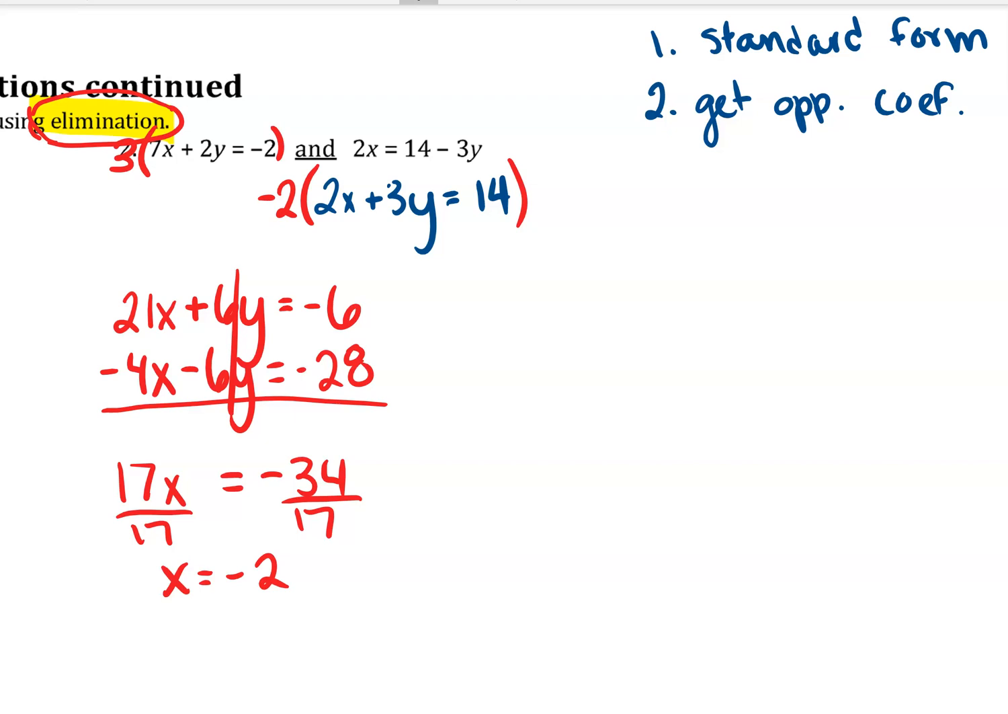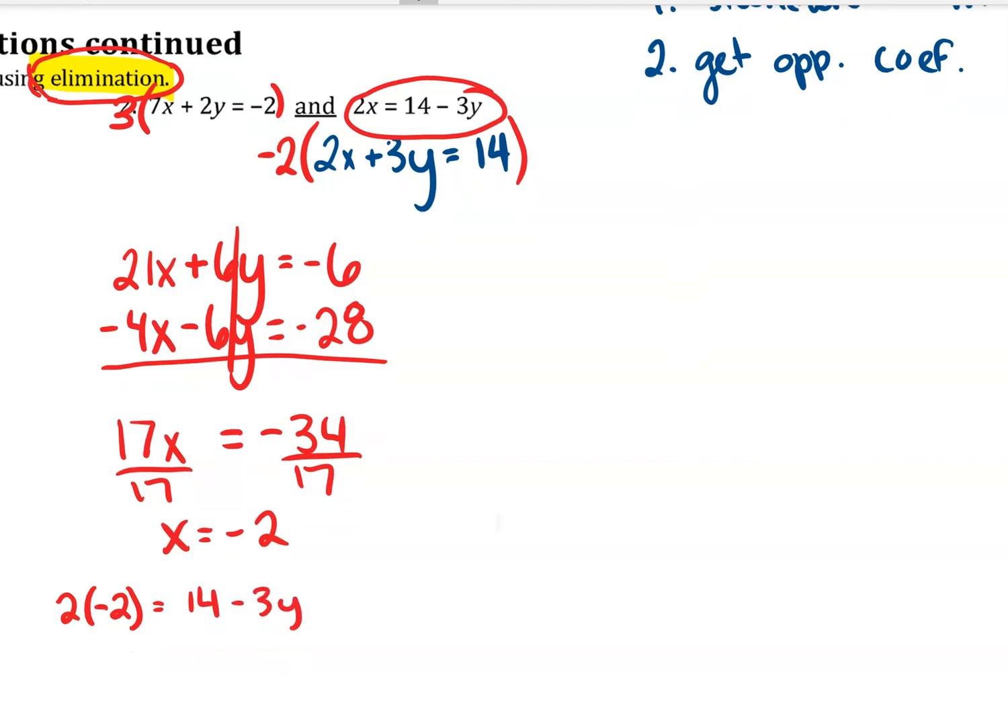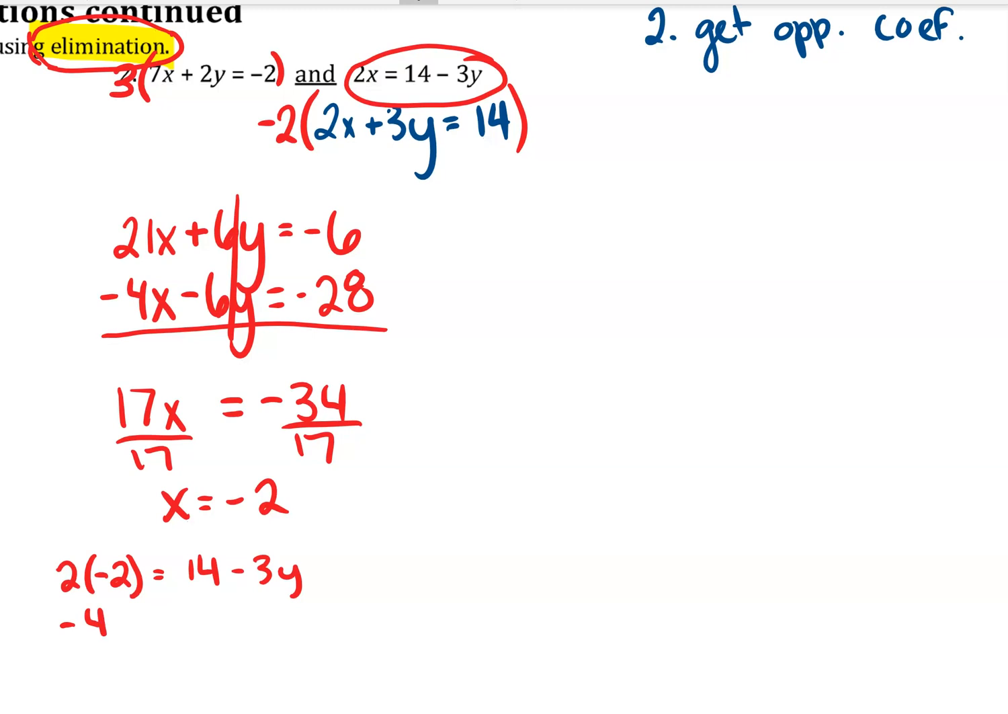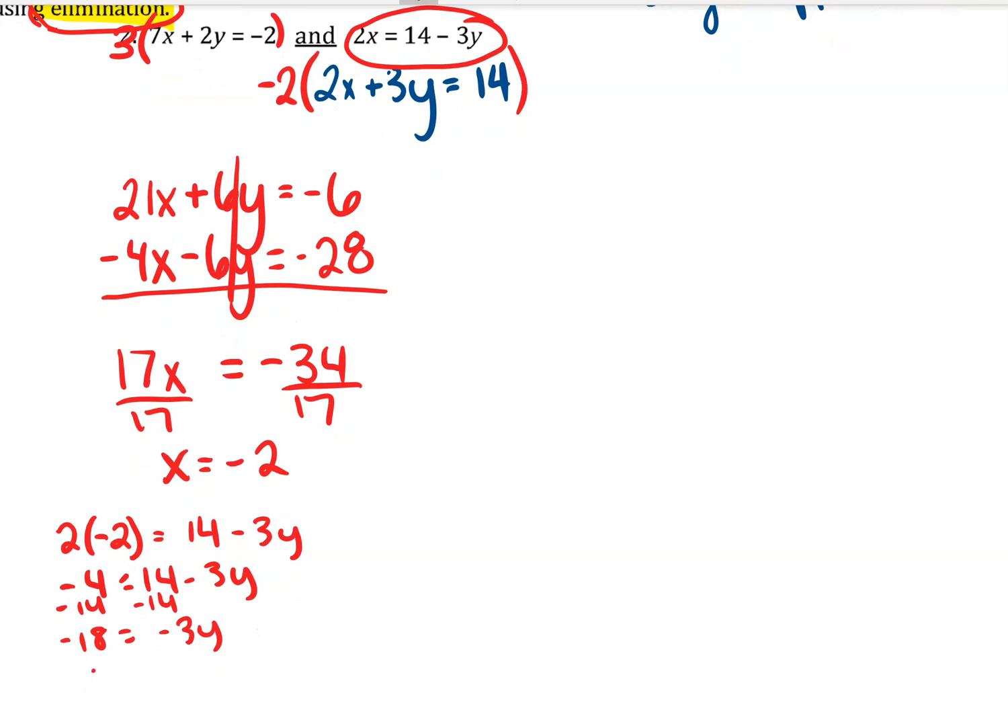Once you have the answer for x, plug back in to get y. Again, it doesn't matter which equation you plug into. I think I am just going to plug into this equation, but it doesn't matter which one. 2 times negative 2 equals 14 minus 3y. 2 times negative 2 is negative 4 equals 14 minus 3y. I'm going to subtract the 14 from both sides. So that'll be negative 18 equals negative 3y. Divide by negative 3, I get 6.